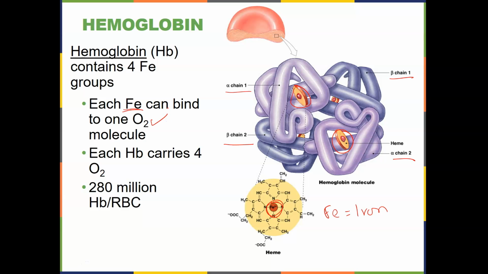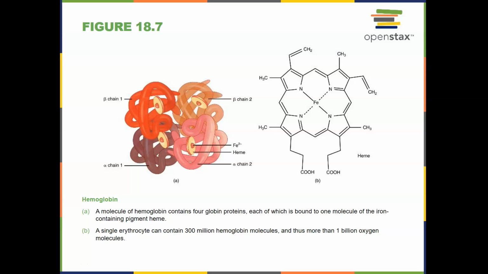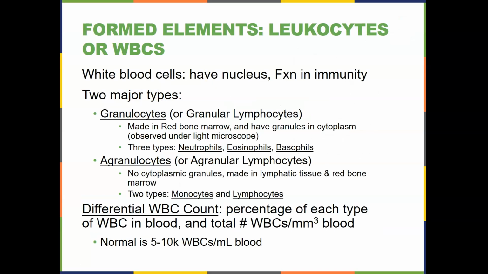So each molecule of hemoglobin carries 1, 2, 3, 4 oxygen molecules, which equals 8 individual oxygens. Okay, because remember this O2, it's an oxygen double bound to an oxygen. And this is, again, another picture just from your book, so you can see the arrangement of alpha and beta chains and the heme groups.